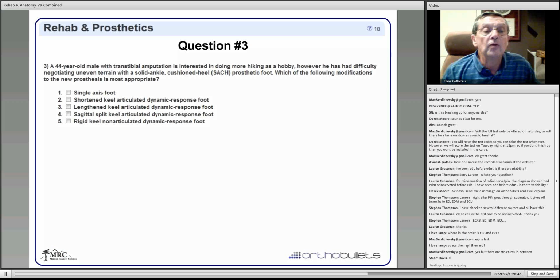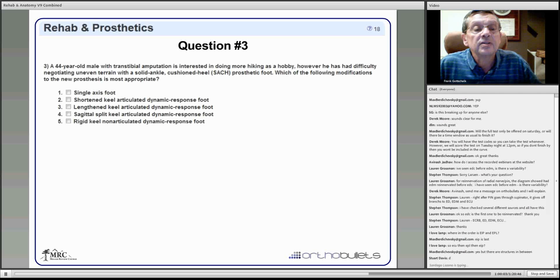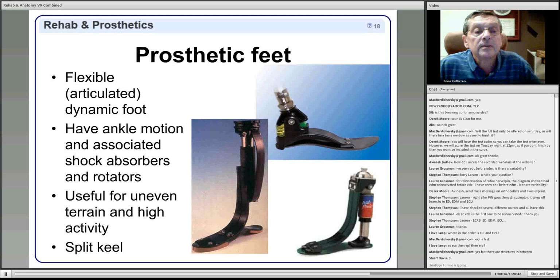A 44-year-old male with transtibial amputation is interested in doing more hiking as a hobby. However, he's had difficulty negotiating uneven terrain with a solid ankle cushioned heel, the SACH foot. Which of the following modifications to the new prosthesis would be most appropriate?